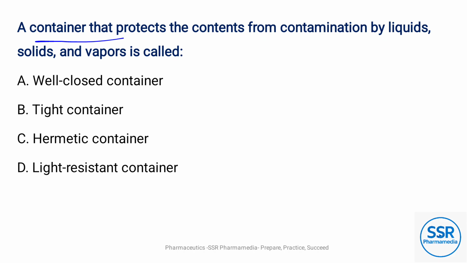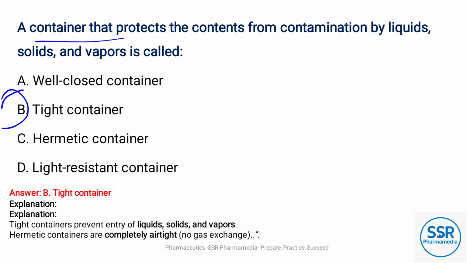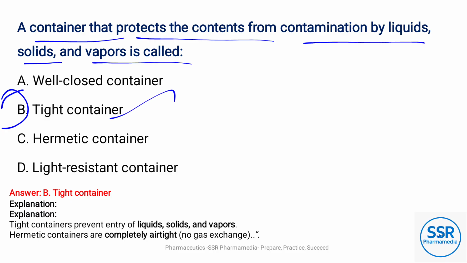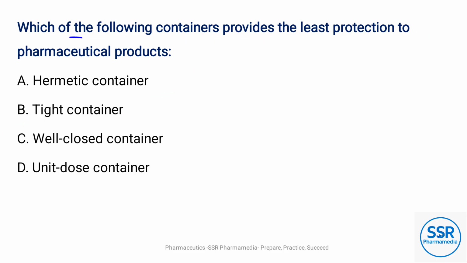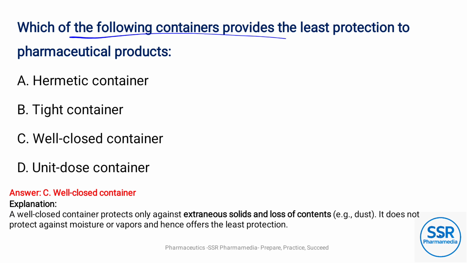Moving to the questions. A container that protects the content from contamination by liquids, solids and vapors is called, option B, tight containers. So answer is tight containers. It prevents entry of liquids, solids and vapors. Which of the following containers provides the least protection to pharmaceutical products? Option C, well closed container. Well closed container protects only against extraneous solids and losses of content, for example dust. It does not protect against moisture or vapor and hence offers the least protection.